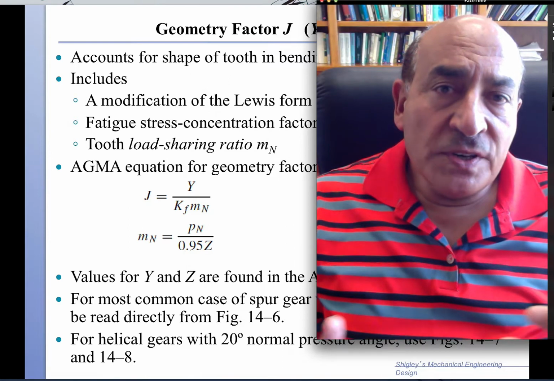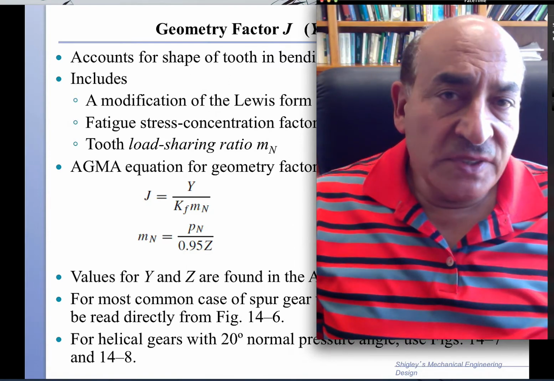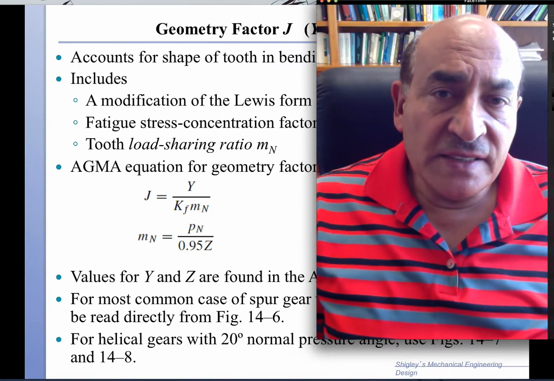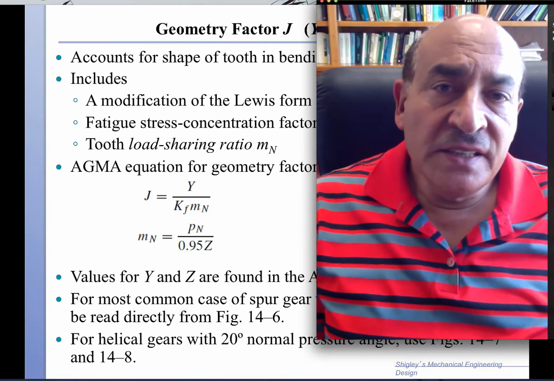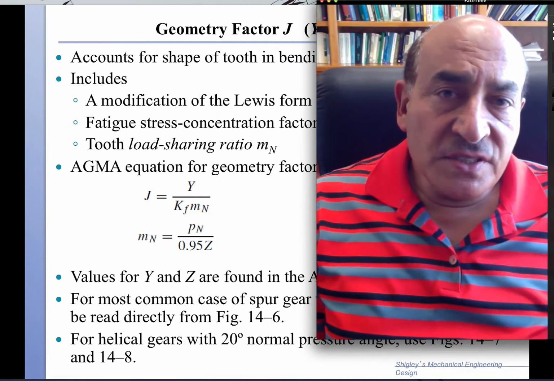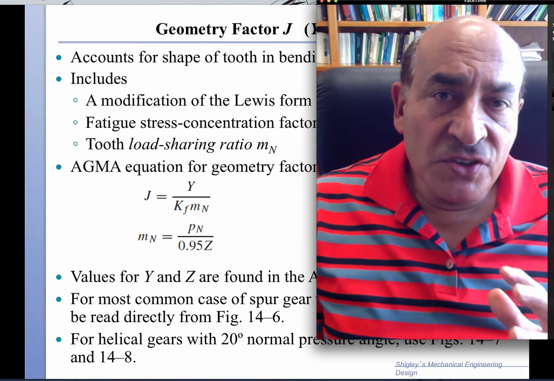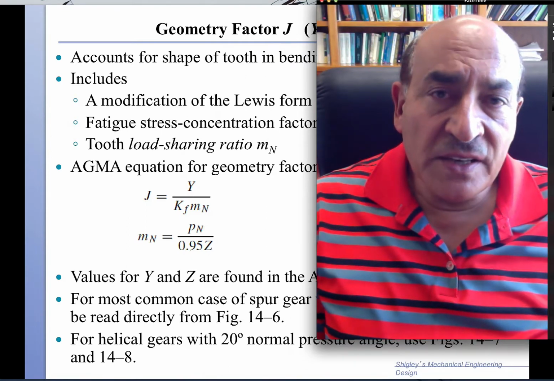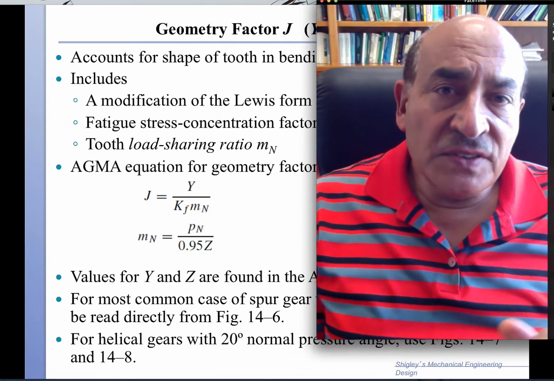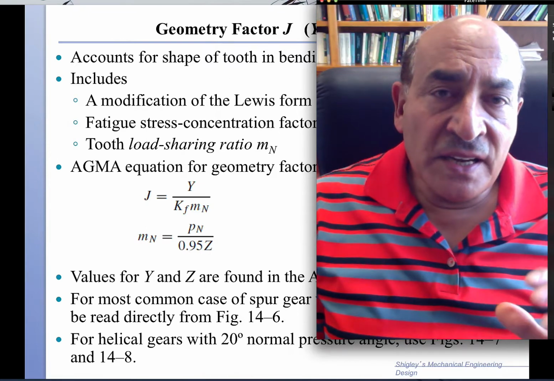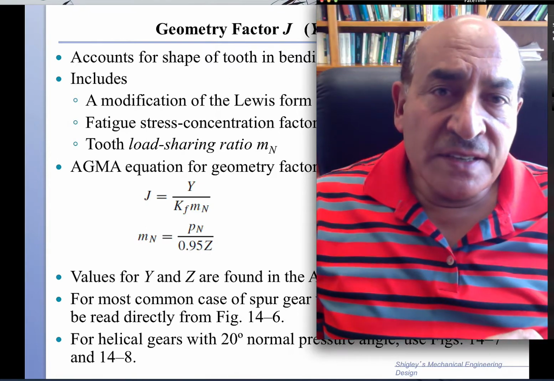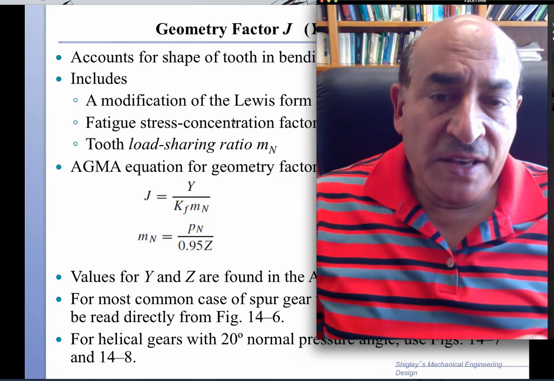Or if they're given as graphical, we could use the graphs or the tables directly, whichever is more convenient for the design. So I'll just gloss over that part, just to show you how they look and what they depend on, and then go directly to the finish line, where we're going to have an example on gear design using the AGMA method.